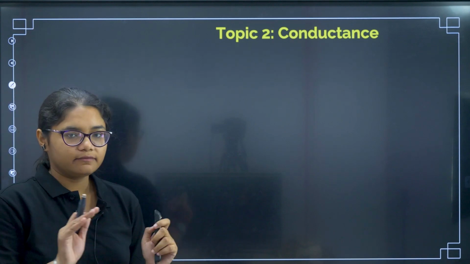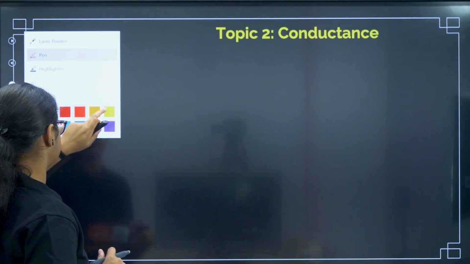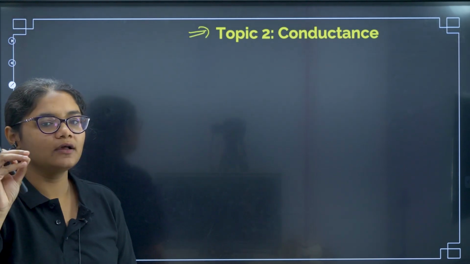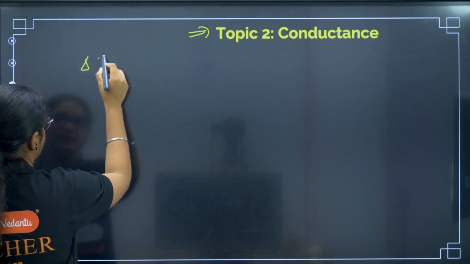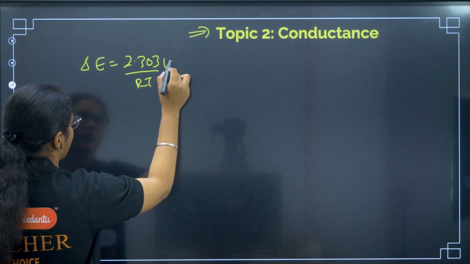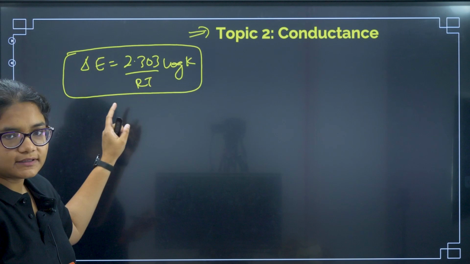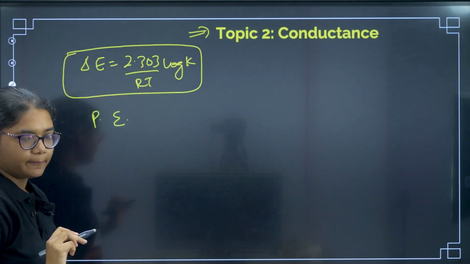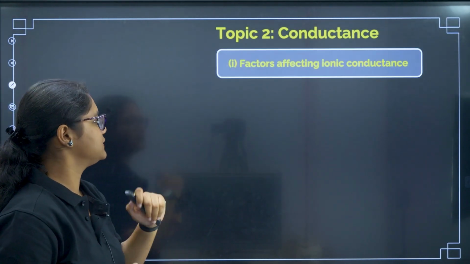Okay, so we are done with the type of cells. Now we'll go to the next important topic, that is conductance. From the type of cells, we'll get more questions from this formula, that is delta E is equal to 2.303 RT log K. This one formula will be carrying most of the questions. So this is the important formula from whatever we have studied till now, and the products of electrolysis. But this conductance part has more topics. Let us see them quickly.